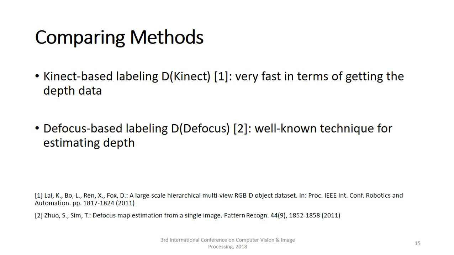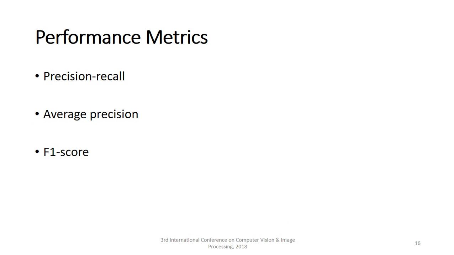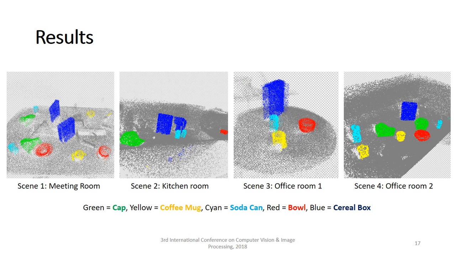So we have compared our methods with two others, one of which is Kinect based labeling. It's very fast in terms of getting the depth data, and the other one is defocus based labeling. It's a very well-known technique for estimating depth and gives pretty accurate values. So we have compared our method in terms of precision recall, average precision, and F1 score.